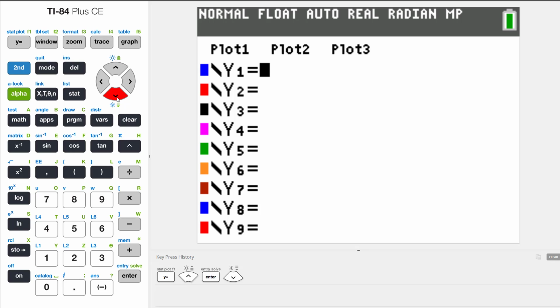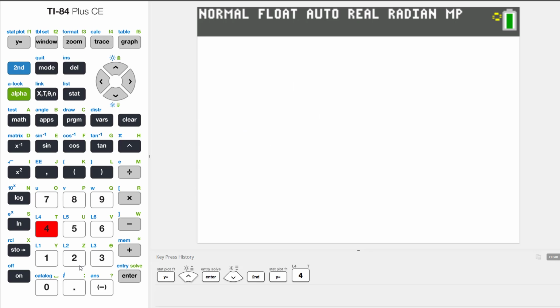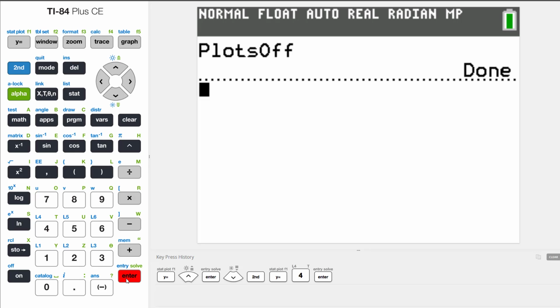If you have all the plots turned on, which sometimes happens, you can also do as follows. You can go to the stat plot menu and use command number 4, which is the plots off command, and you just press enter to affirm that, and then that shuts off all the stat plots. That'll keep your graphs a little bit cleaner. You won't have to worry about a stat plot from something you don't care about cluttering your graph. Anyway, let's do the problem that we're looking at here.